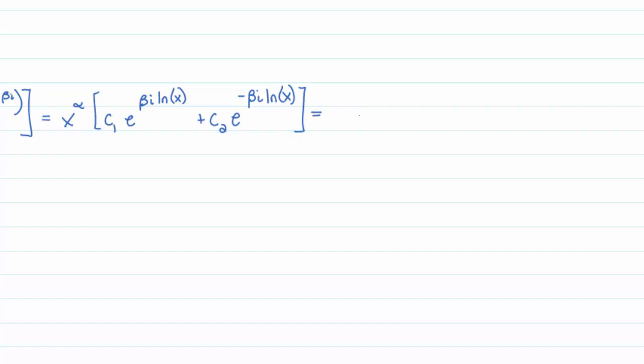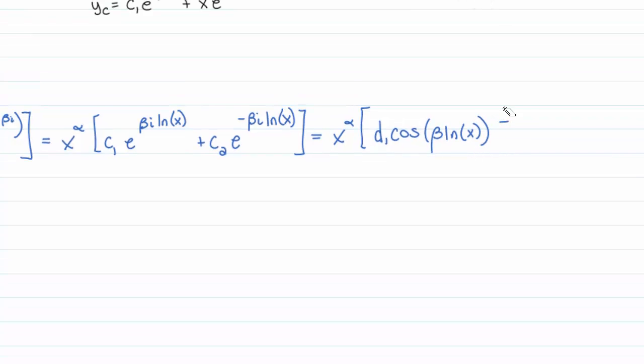So this is going to equal x to the alpha times the quantity. It's not really going to be the same constant, it's going to be a different constant: d1 cosine of beta natural log of x, because that is the coefficient of i, plus d2 sine, again, of beta natural log of x. The derivation of this is identical to the derivation of the formula in section 4.3. That's where we actually ran into it.